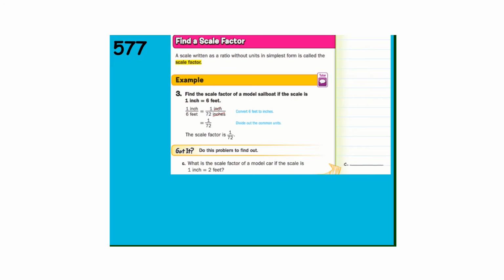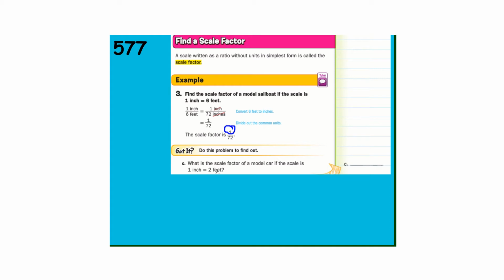So a scale is a ratio without units. Okay, so basically what this is saying is you have to turn everything into the same units. Here we have 1 inch and 6 feet. They either have to be both inches or both feet, and you need to have a 1. So this makes it a scale.